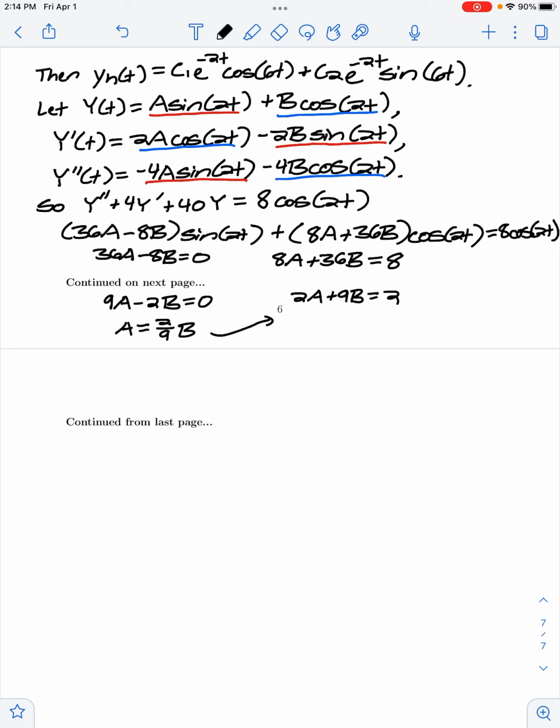And so if I substitute that into the second equation, we get 4/9 b plus 9b is equal to 2. Therefore, summing these values, we have 81 plus 4 would be 85/9 b is 2. And so b is 18 over 85. And so substituting this back into my a equation, I find that a is 2/9 of b, which would give me 4 over 85.